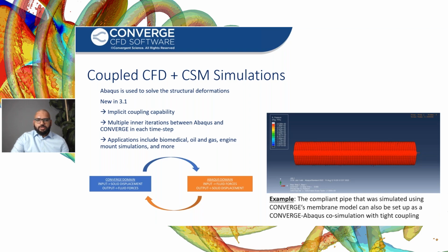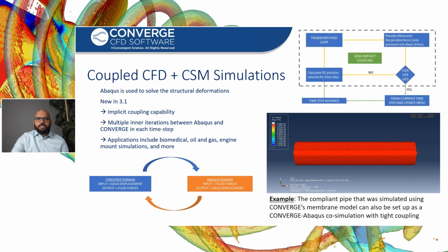So this also has to be done in a tightly coupled implicit manner, which we have added recently to CONVERGE as well. So the ability for Abaqus to be coupled implicitly. So we can have multiple iterations within one time step till convergence. And if we set up this case as a CONVERGE Abaqus co-simulation, we get a similar result as we do with just the CONVERGE membrane simulation, which kind of serves as a validation also of our membrane model.